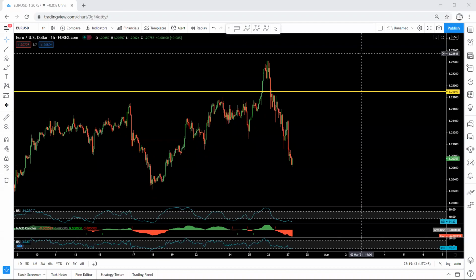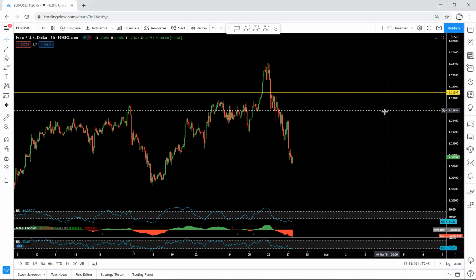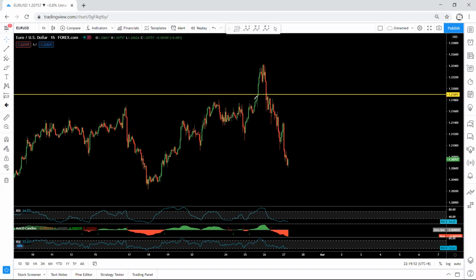Euro USD, we start with the 1 hour chart. We want to analyze the chart for the next week. First of all, we refer to my last analysis when the price was exactly within here.